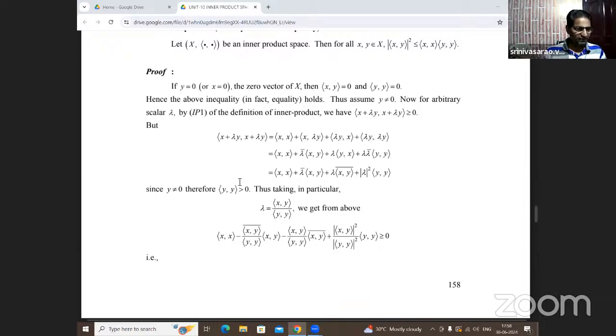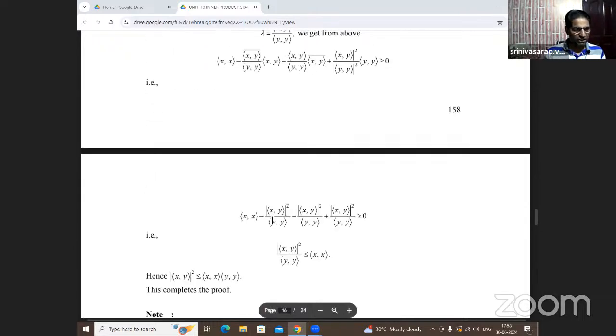So the inner product of y and y is greater than 0. We are taking the value lambda equal to the inner product of x and y divided by the inner product of y and y. So we replace this value in the above expression.